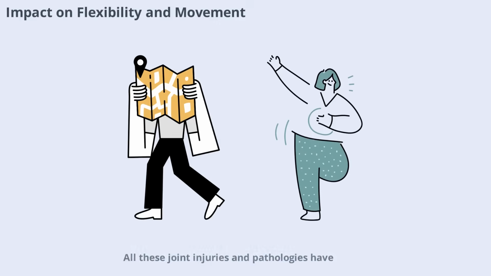All these joint injuries and pathologies have a significant impact on flexibility and movement. Sprains, dislocations, bursitis, and various forms of arthritis can limit a person's ability to move freely and comfortably. Understanding the biomechanics behind these conditions helps in developing effective prevention and rehabilitation strategies. By recognizing symptoms early and seeking appropriate care, individuals can maintain better joint health and mobility throughout their lives.